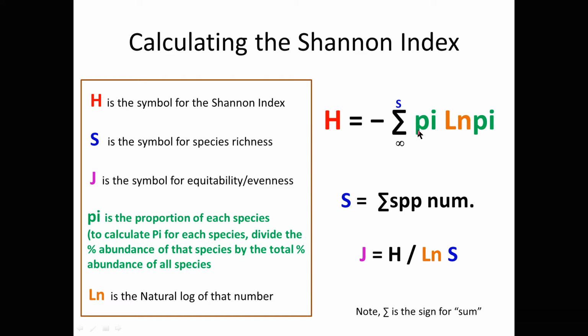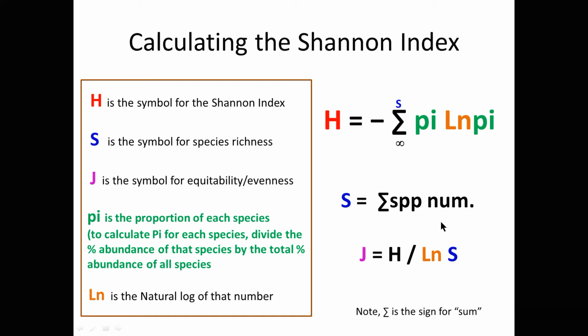And to get the two subcomponents of H, S and J: S is the sum of the number of species, so you just add up all your species that you've got in the system, so that's really, really easy. And J, you've got to calculate H first, and it's just whatever the value of H is divided by the natural log of your species richness. So it is actually nice and straightforward.